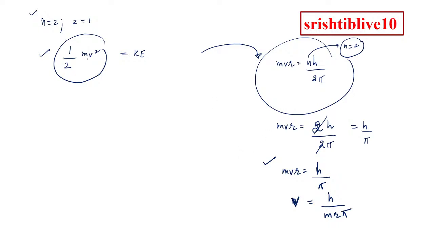Okay, now I'm substituting this velocity over here, that is half m, it's v square, so it's going to be h square by m square r square pi square is equal to kinetic energy. Yes or no? This is how I can find the value of kinetic energy.